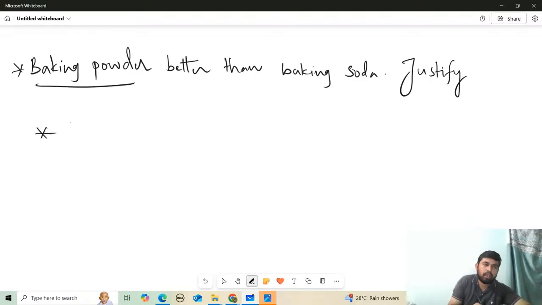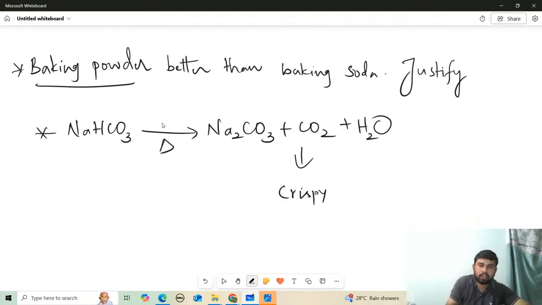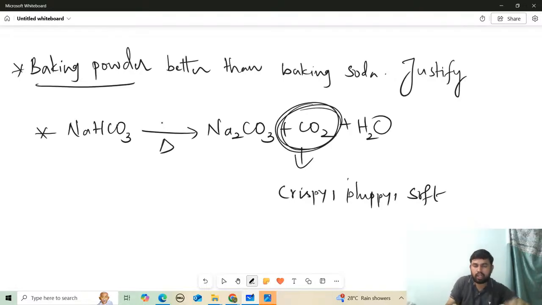When baking soda, NaHCO3, is heated during the cooking process, it produces Na2CO3 (sodium carbonate) plus CO2 gas plus H2O. So we hear words like tasty crispy pakoras, fluffy buns or soft buns. This is all because of this gas. Let it be.